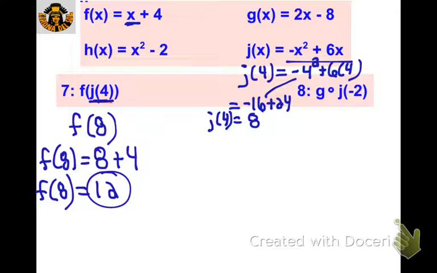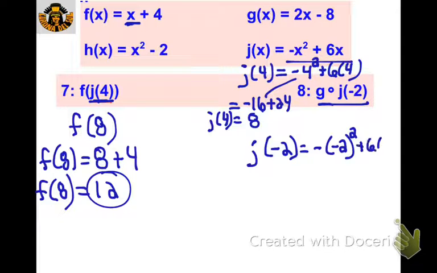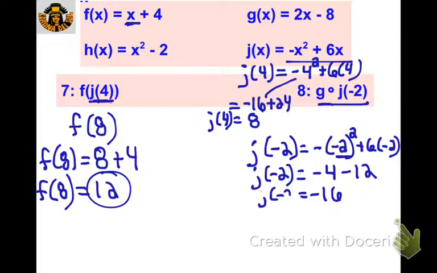All right, and then this one, j of negative 2. Okay, so let's figure out what j of negative 2 is first. So j of negative 2 equals negative 2 squared plus 6 times negative 2. So what happens here is that this would be negative 2 squared, which would be 4, but there is that negative sign on the outside. Then this would be minus 12, so this is negative 16. So this is just j of negative 2, the part that is going to be on the inside, that's going to be negative 16.